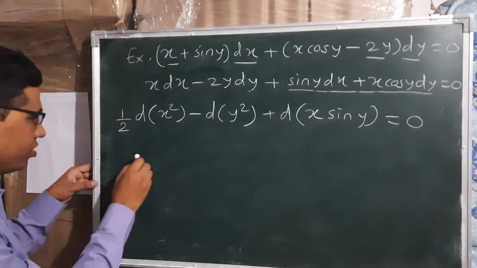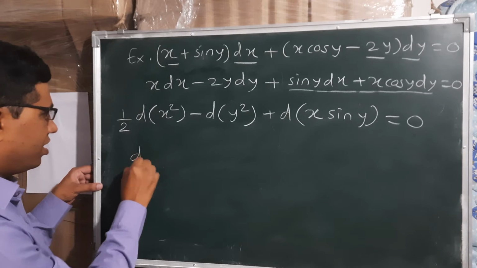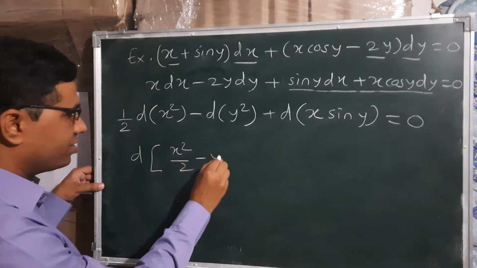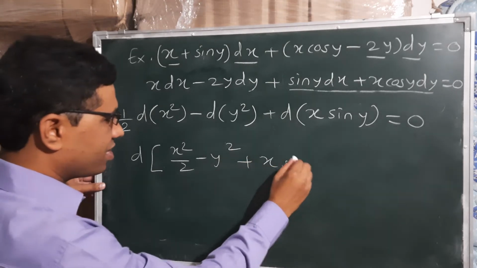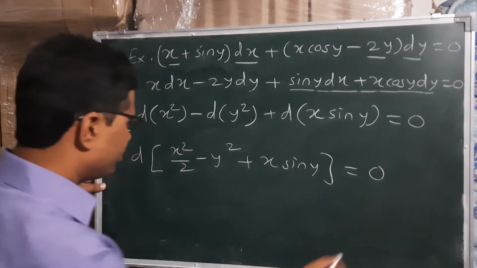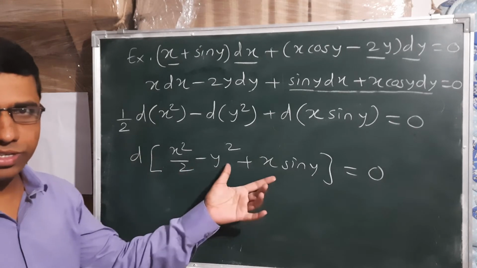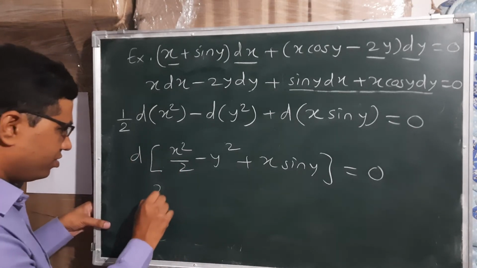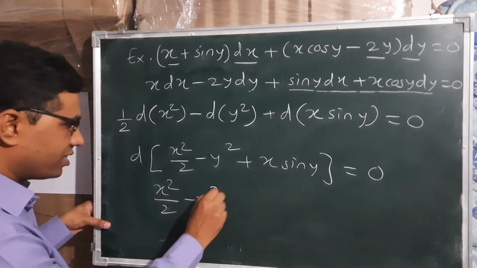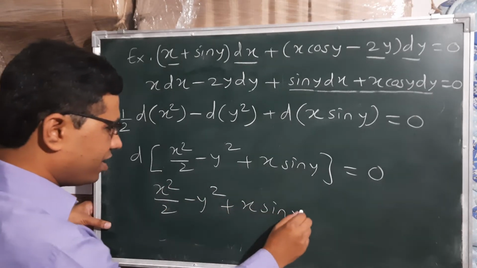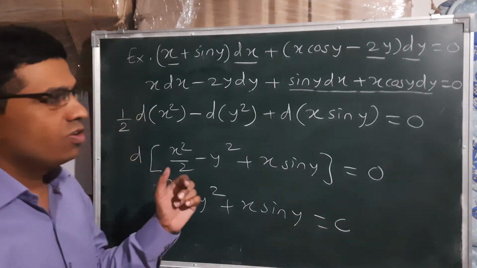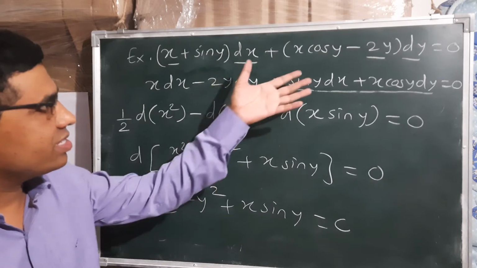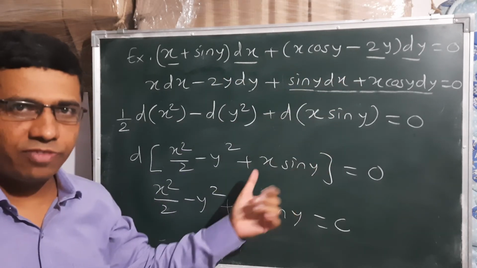And so this is d of (x square by 2 minus y square plus x sin y) equal to 0. So this is exact and we can integrate. So this gives x square by 2 minus y square plus x sin y equal to constant. When you solve more examples, then you will be able to guess such exact differential equations.